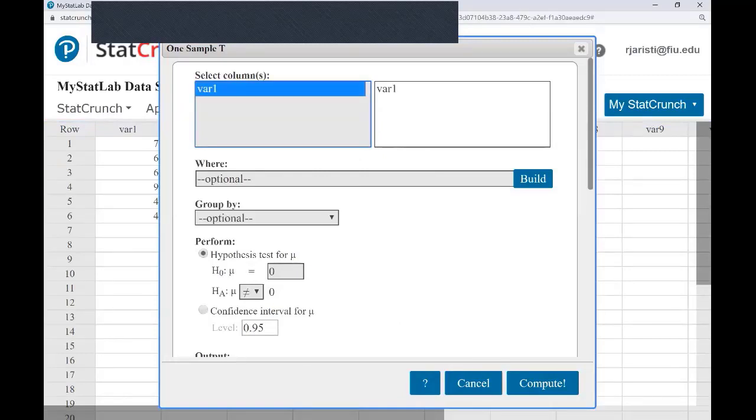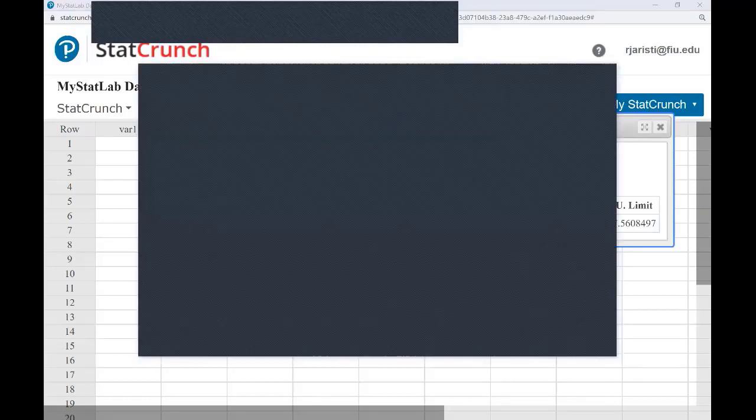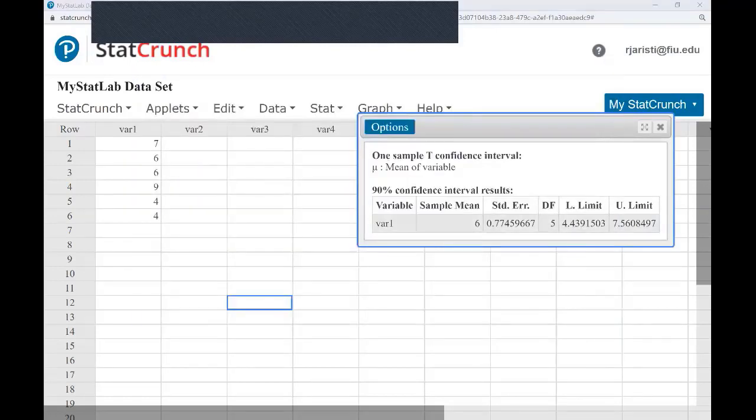This is optional. We are going to use it in the next chapter; in this chapter we use the confidence interval. My requested confidence interval was 90%. Let's verify it. It is exactly 90%. The only thing that we have to do is compute, and we can observe my result here. The lower confidence limit is 4.439 and the upper confidence limit is 7.56. The standard error is 0.76.